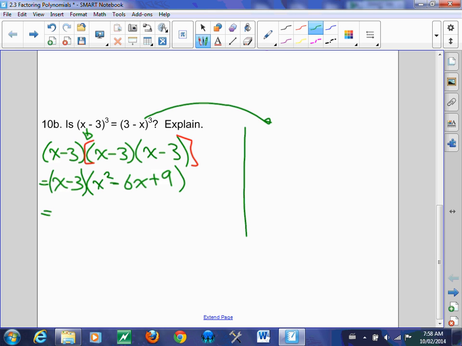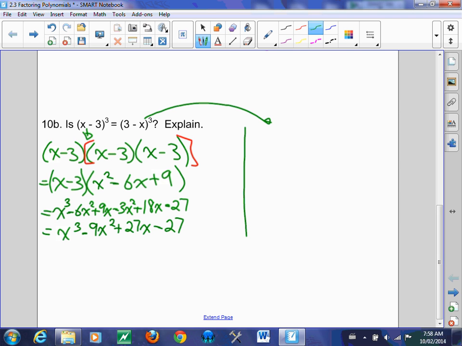Okay, and then we're going to multiply every term in the binomial times every term in the trinomial. So we're going to end up with x cubed minus 6x squared plus 9x minus 3x squared plus 18x minus 27. Make sure you got 6 terms here. 1, 2, 3, 4, 5, 6. Awesome. Okay, and then finish off by collecting like terms. So we end up with x cubed minus 9x squared plus 27x minus 27.